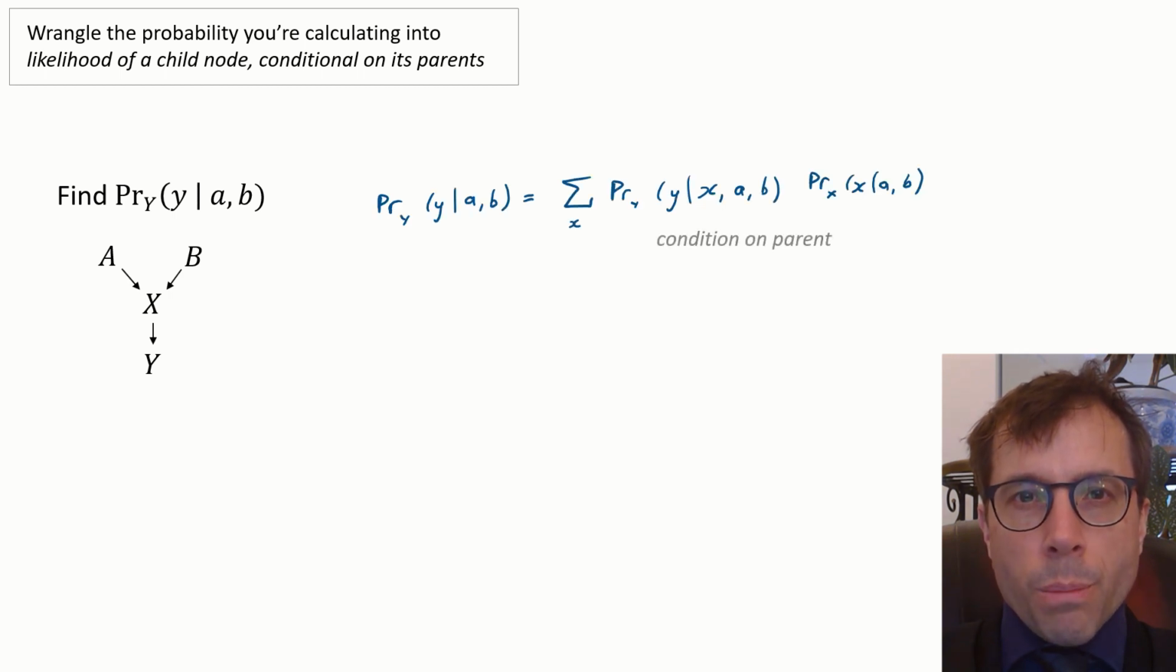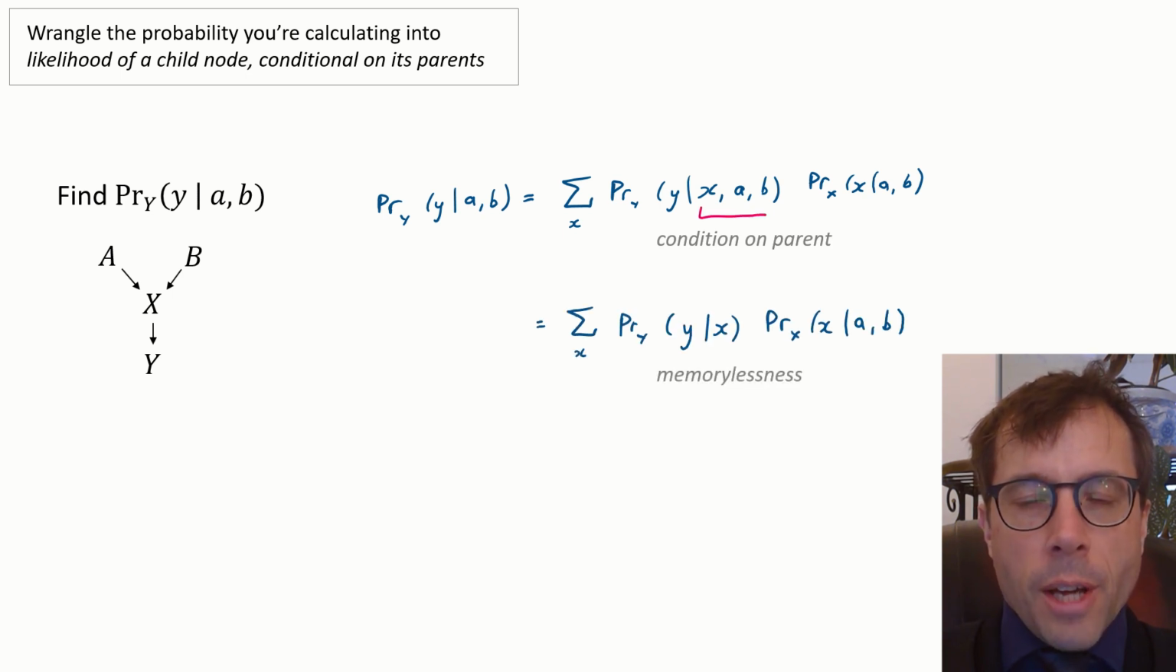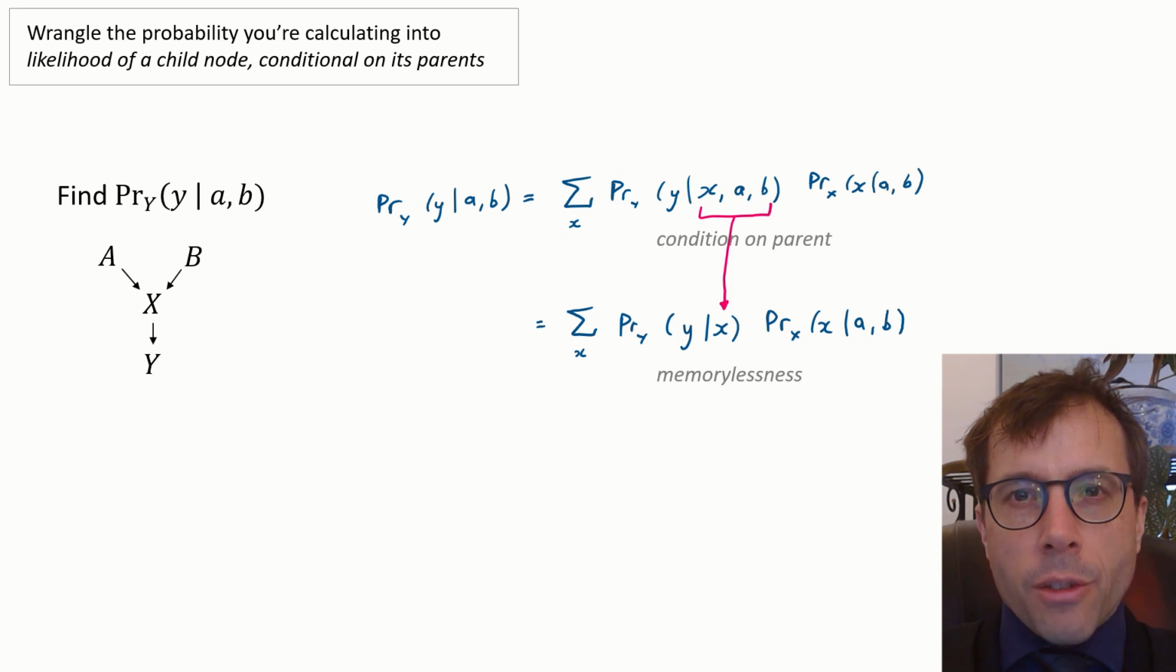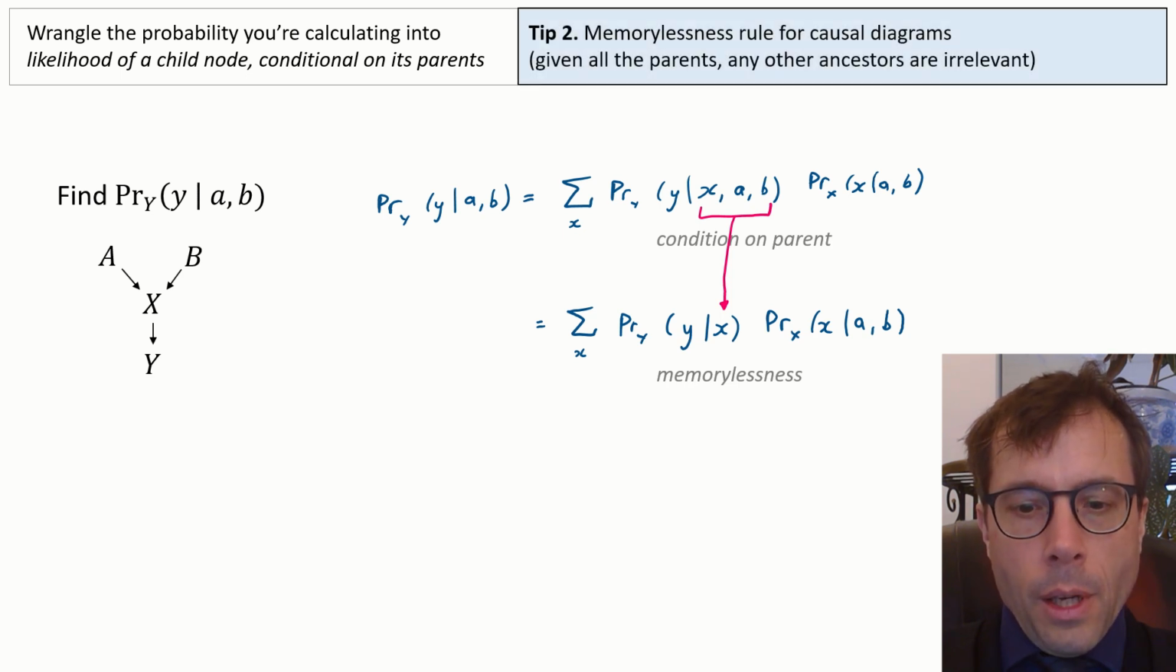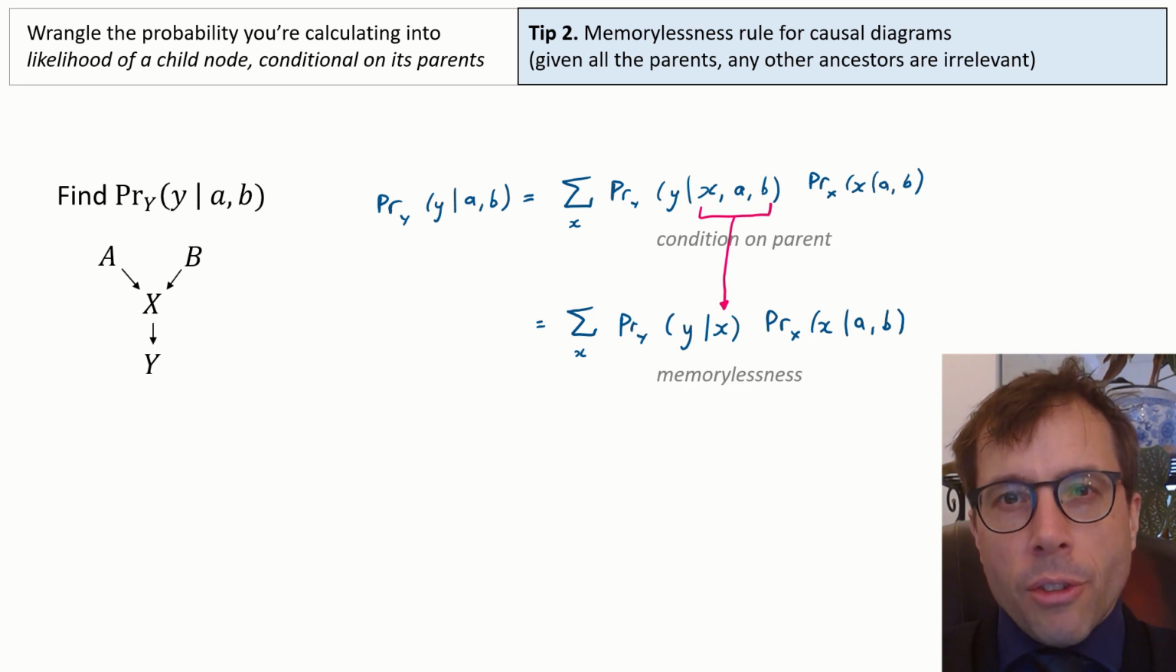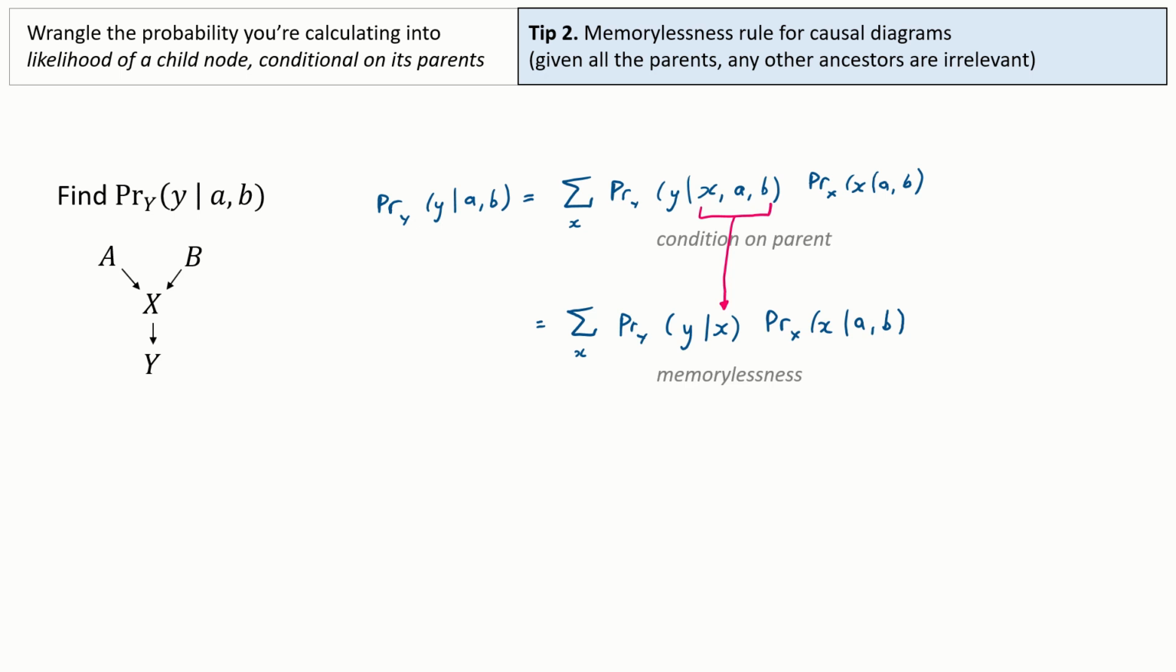Our first step should be to make sure the parents are there. We want to know about y. Y's parent is x, so we'd better put x in there by conditioning. The next step is to cross off irrelevant conditions. This comes from the causal diagram. It tells us that y was generated directly from x, so once we know x, the values of A and B are irrelevant. This is called memorylessness. It's a more general version of the memorylessness property we use for Markov chains. More general because this is a statement about random variables with any number of parents, whereas with Markov chains there was only ever one parent.